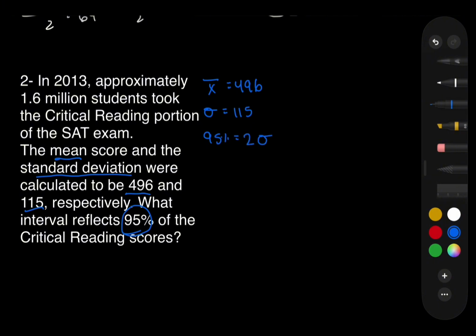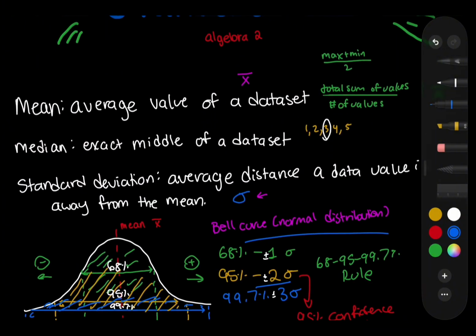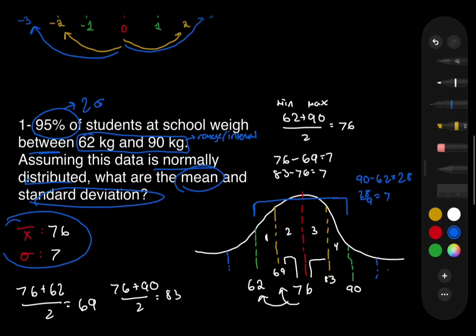So now it's asking us to find what interval. Interval is basically our range. So the minimum and the maximum. Now, one way that you can find this without drawing anything is simply taking the mean and adding and subtracting 2 standard deviations from it. Because again, the standard deviation is the average distance a data value is away from the mean.